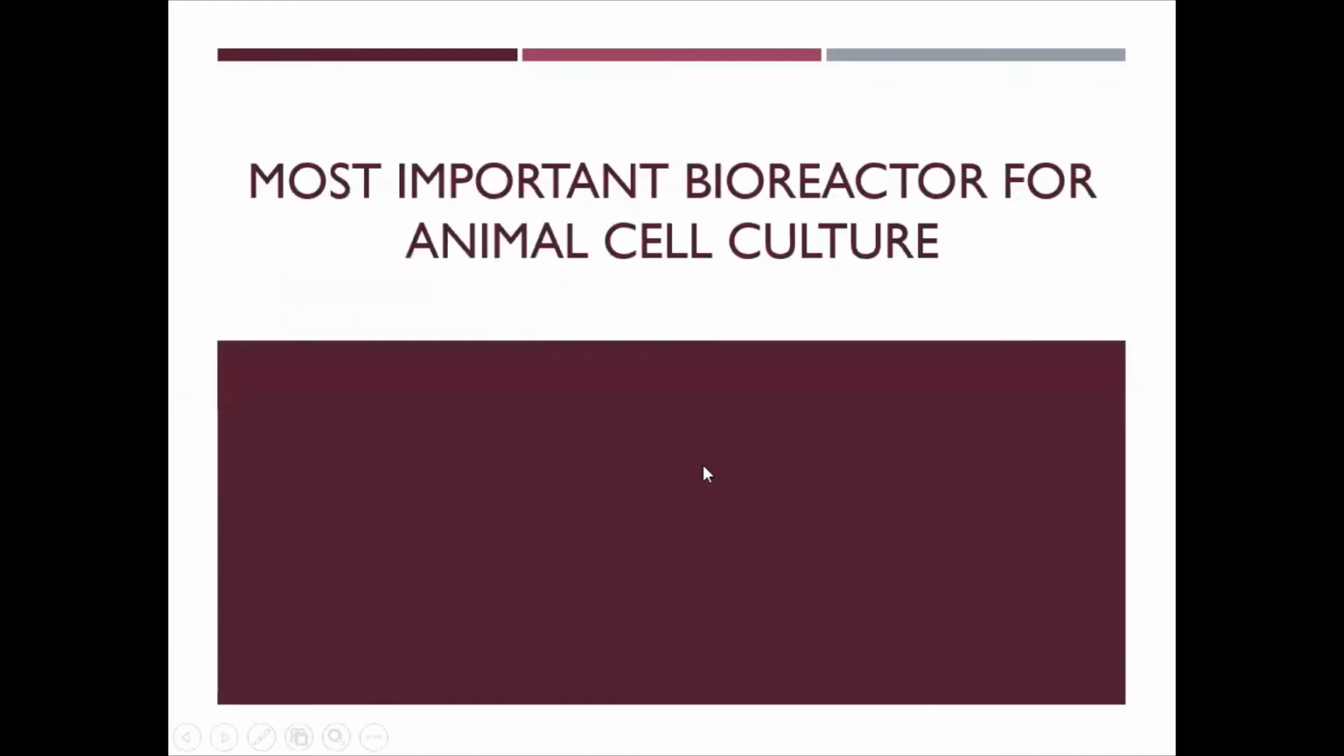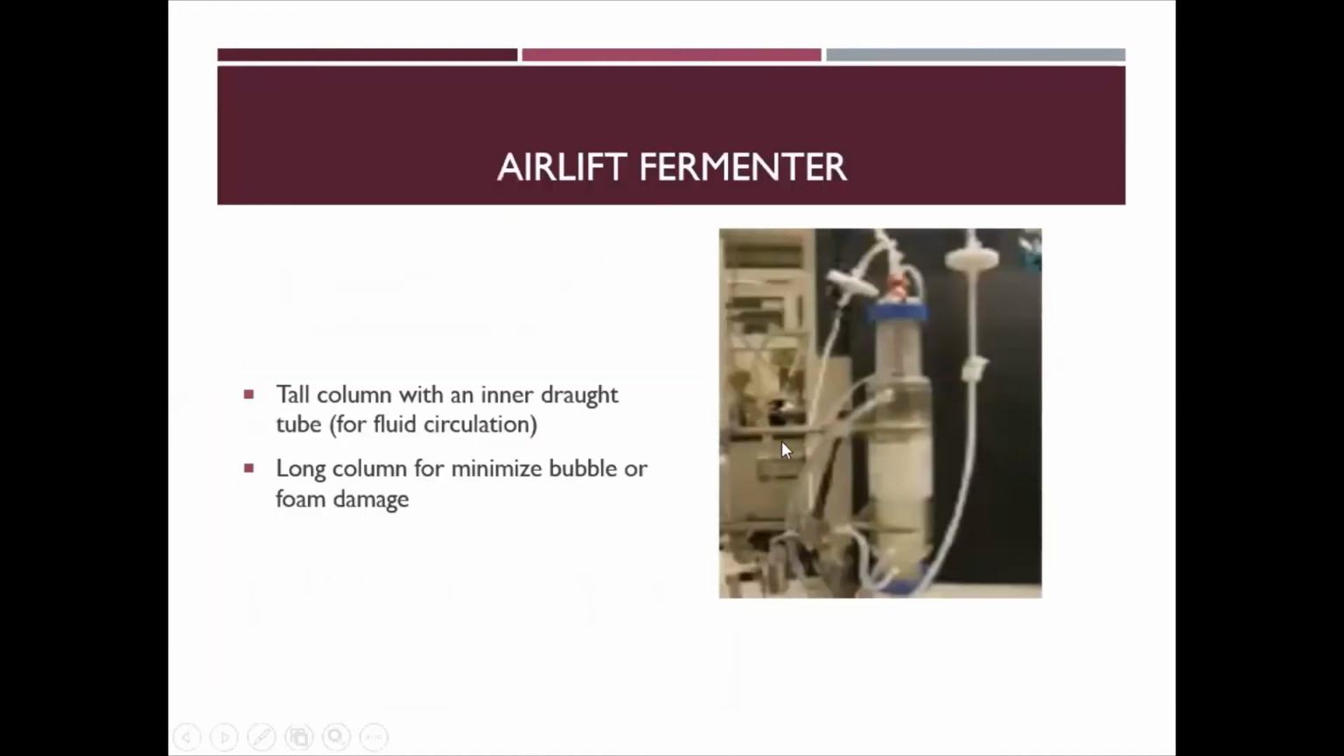Now, the most important bioreactor for animal cell culture is the airlift fermenter. In the diagram, it's not that clear. What you can see is that this thing is there, and from the bottom you give the bubbles. It will minimize the bubble and foam formation. From the bottom there will be a pump giving the air, so the more bubble and foam formation won't be there.